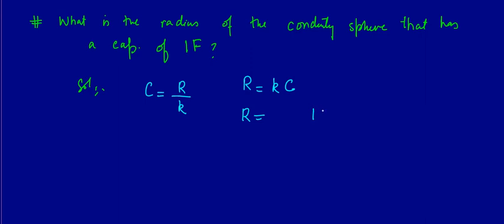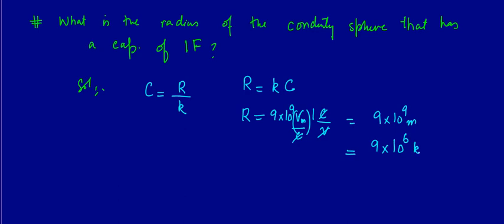1 farad is 1 coulomb per volt times k. k is the Coulomb's constant. And if you assume the medium surrounding the sphere as vacuum, then k has a value of 9 into 10 to the power of 9 volt meter per coulomb. You see, coulomb cancels out, volt and volt cancel out, and we are left with 9 into 10 to the power of 9 meters. That's an extremely large radius for a conducting sphere. It's about 9 into 10 to the power of 6 kilometers. Way larger than the radius of Earth.